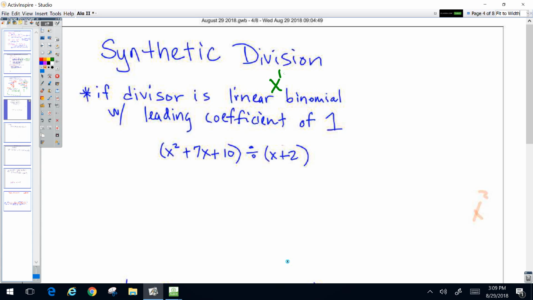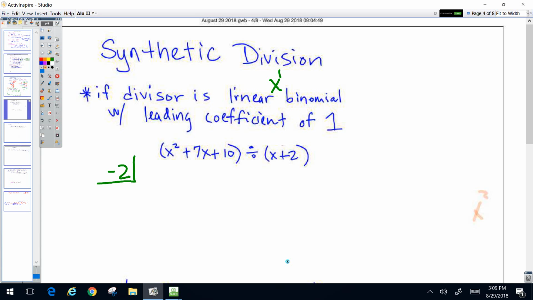Okay, with synthetic, you're always going to take your divisor and pretend like it's a factor, whether it is or not. And if this was a factor, what would be the root? -2. What would make this equal 0? Yeah, -2. So if this is our divisor, we're going to act like it's a root and give us the -2. It's what makes that divisor equal to 0 every time.